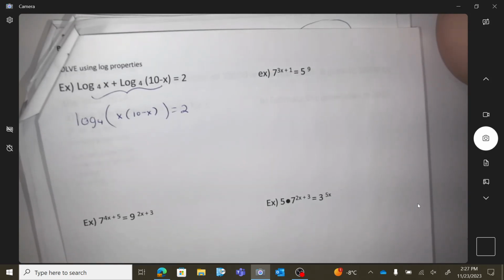Okay, so this is a log equation. So what I want you to do now is change it to an exponential equation. So what's your base? Exponent, result. Show me that. Base to an exponent equals a result. Move it around.